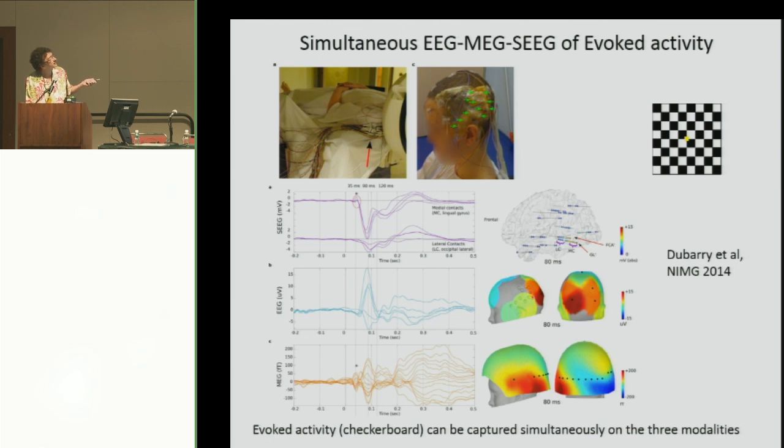You see the patient here in the MEG with the wires coming out with both SEEG and EEG sensors. Anne-Sophie recorded activity from a checkerboard stimulation. This is a feasibility study to see the quality of the signals, and she observed very nice evoked potentials on the three modalities all together. Again, this is all recorded at the same time. You have the evoked potential in SEEG, in EEG, and in MEG.